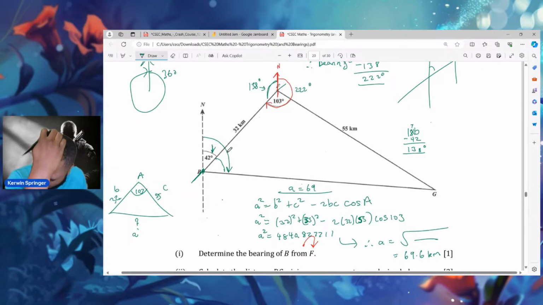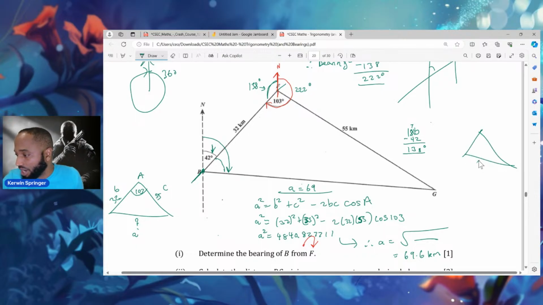One thing you need to get accustomed to in bearings is that every time you do a cosine rule, stand by, you might have a sine rule following up. So we're going to use the sine rule. The sine rule works like this. Let me draw back the triangle.